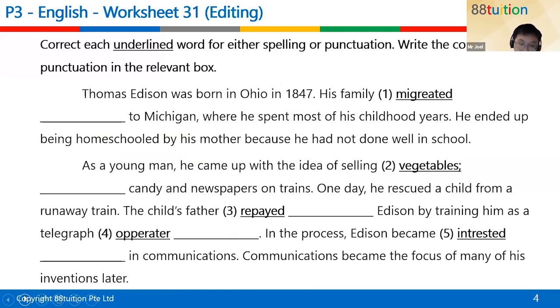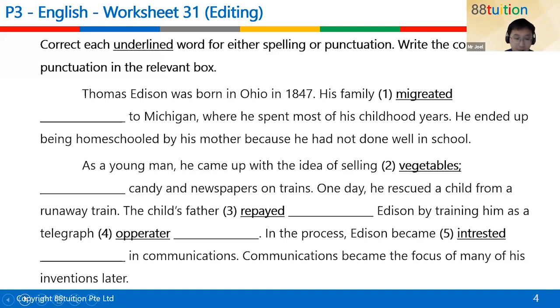Editing, first part. This is a passage about Thomas Edison. When we do editing, boys and girls, it's best to read the whole thing first, then answer the questions one by one. Because if you read the whole thing, at least you will know what it's talking about.